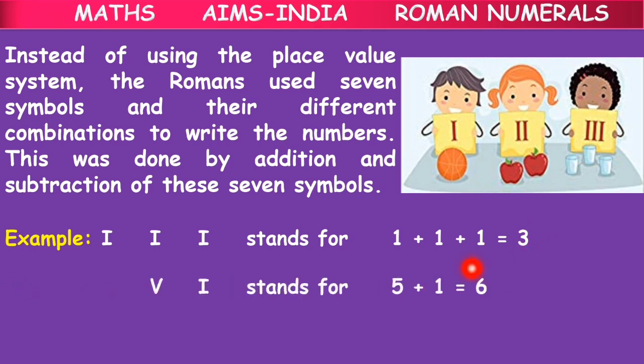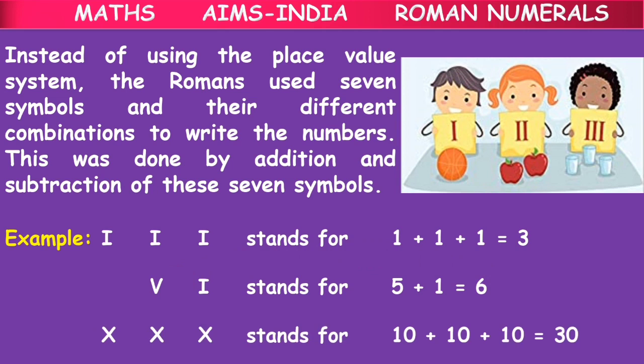The other example is V and I. When I say V, I, what I mean is V means 5, so 5 plus I, which means 1. So 5 plus 1 gives us what? 6. So 6 is written as VI.